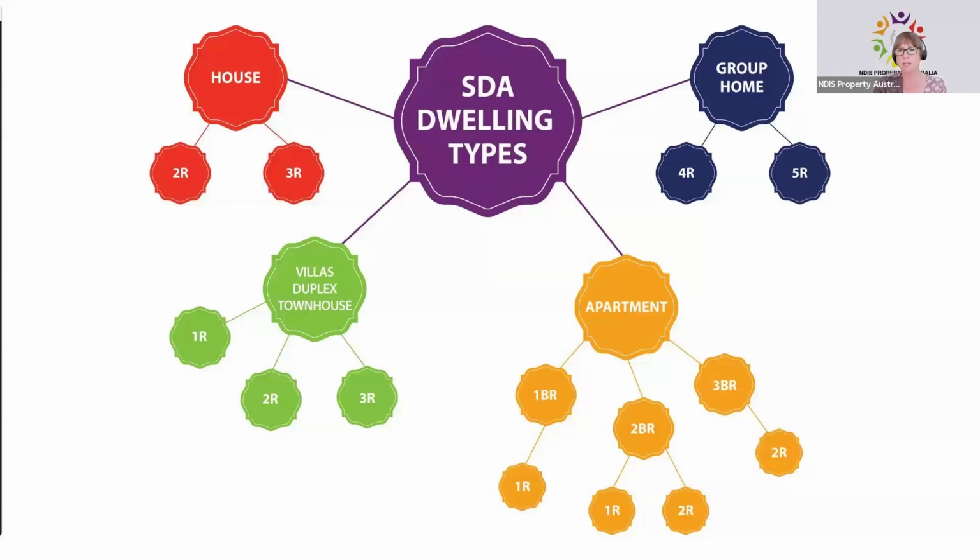By far, Denise would probably have a handle on this too from all the data we do and the feasibilities we do, but by far more houses than anything. Yes, the majority are houses. There's still quite a decent percentage of villas, and apartments are also growing in numbers.